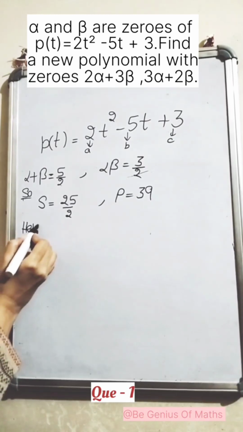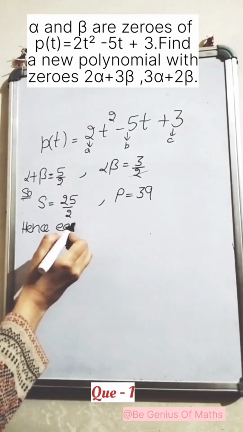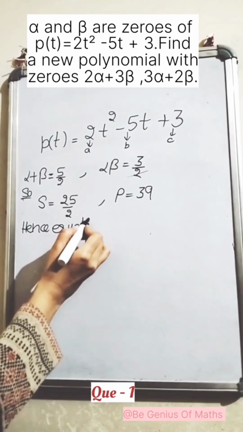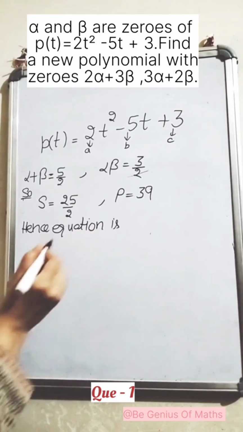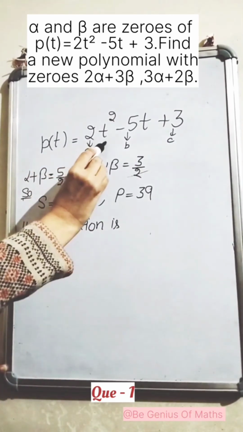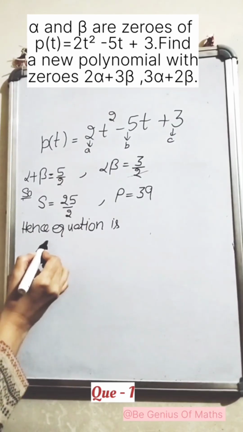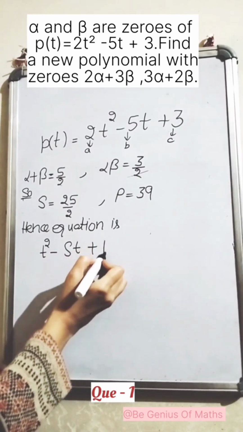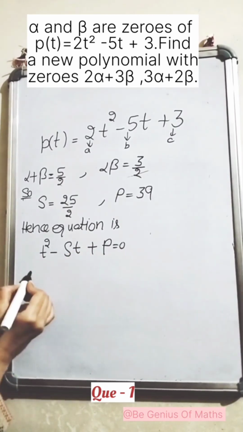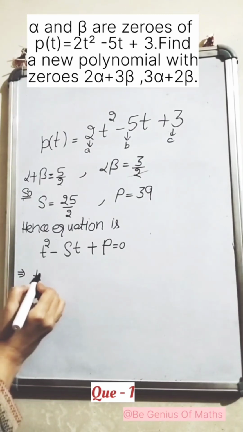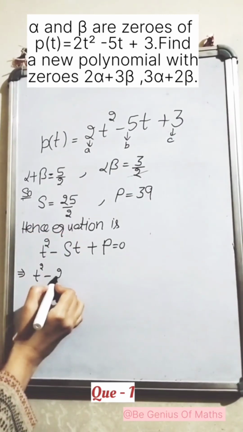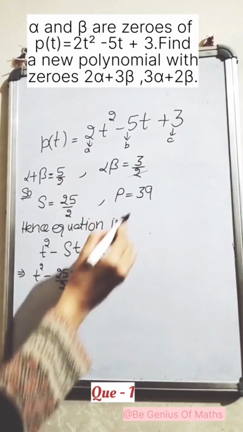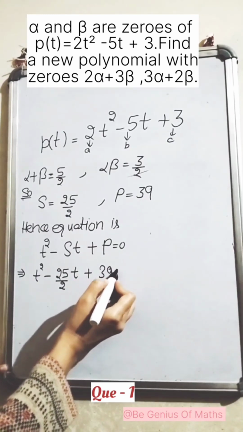Now the polynomial is in t, so we will find the equation which will be in the variable t. The formula of the equation is t square minus sum of zeros into t plus product of zeros is equal to 0. So t square minus 25 by 2 into t plus 39 equal to 0.